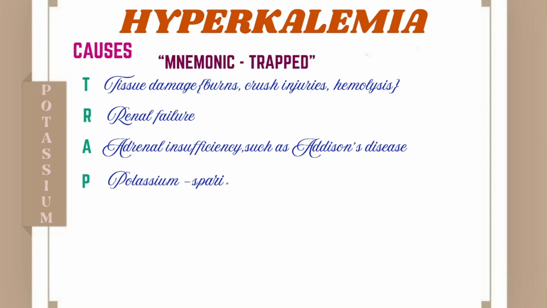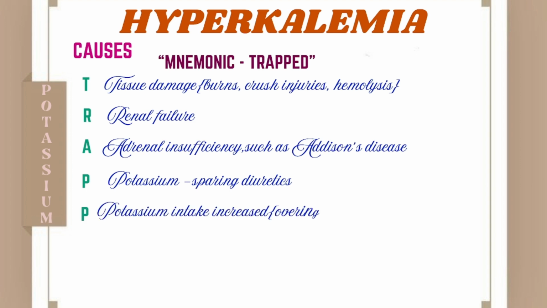P. P stands for potassium sparing diuretics. If person is taking potassium sparing diuretics including spironolactone, these drugs prevent potassium loss in the urine because of which more potassium is retained in the body. So hyperkalemia may develop.